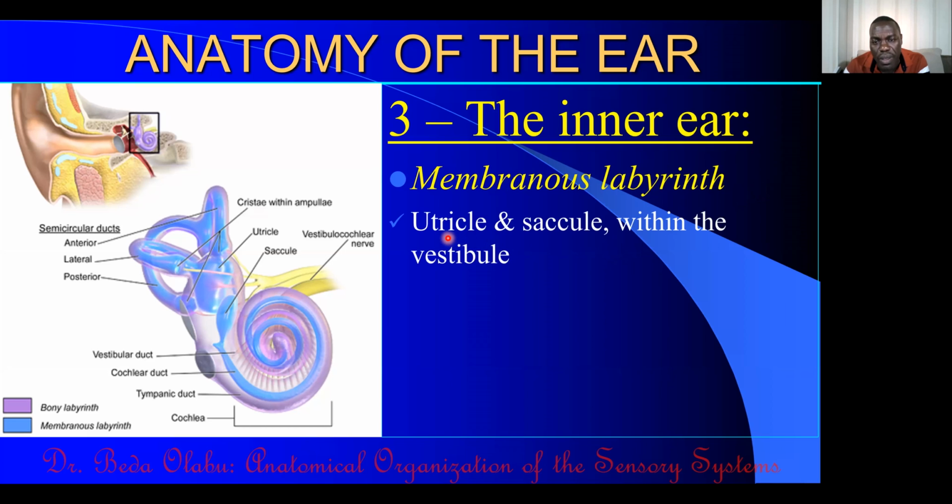We have what we call the utricle and saccule. The utricle and the saccule are components of the membranous labyrinth that are located within the vestibule. So this is the saccule. This is the utricle. This region here is the one representing the vestibule. So utricle and saccule are components of the membranous labyrinth, which are housed within the vestibule. Remember, the vestibule is part of the bony labyrinth.